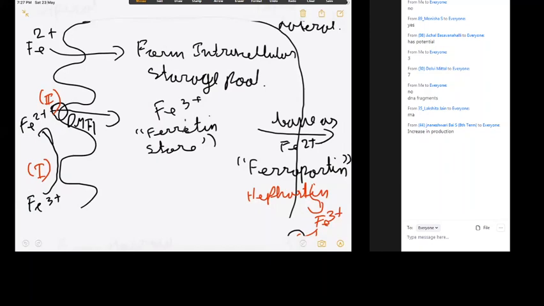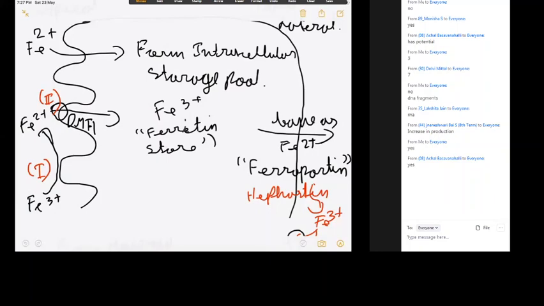Now I'll ask you one more question. What are the sites for storage of your Fe3+? Is it only the duodenum? I was talking about the duodenal cell. Can it be stored in any other cells? Just tell yes or no. Yes. In total, how many sites? We have three sites. One is your duodenum, one is your bone marrow, and one more is your macrophages.